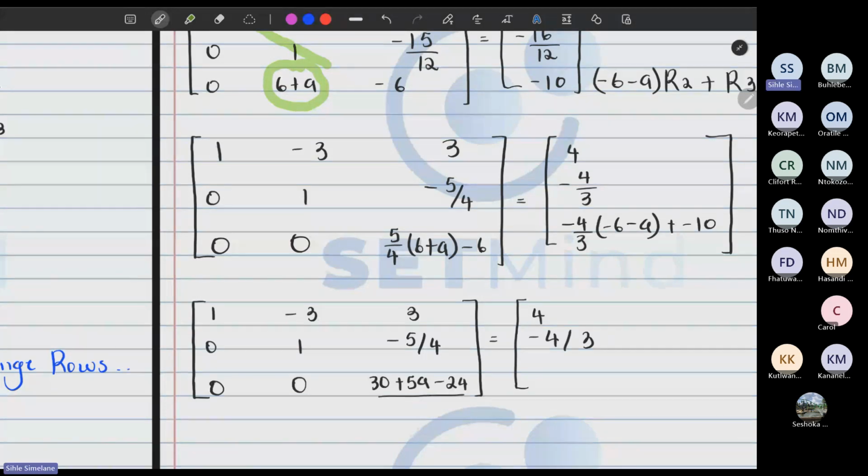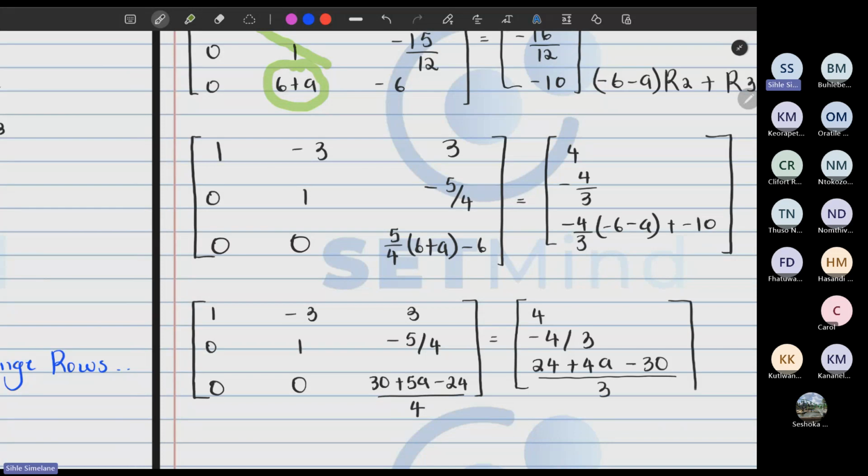Do we have anyone who has a question? Okay, let's proceed and combine the right-hand side. If you look carefully, 4 times negative 4 times negative 6, we will get our 24. And then we will have our 4a. And then 3 times minus 10, it will be negative 30. And all of this will be divided by 3.